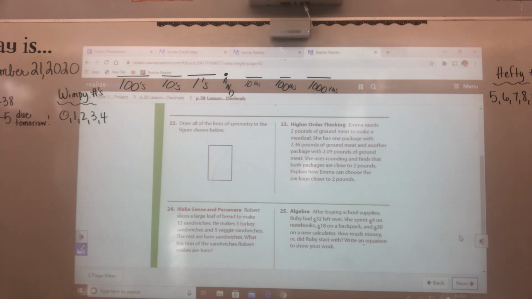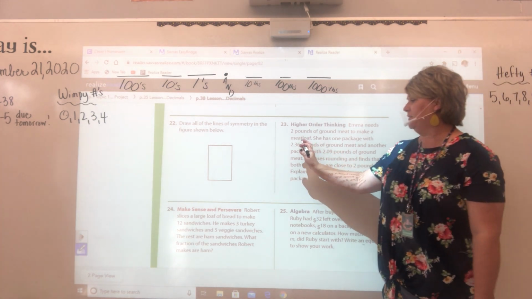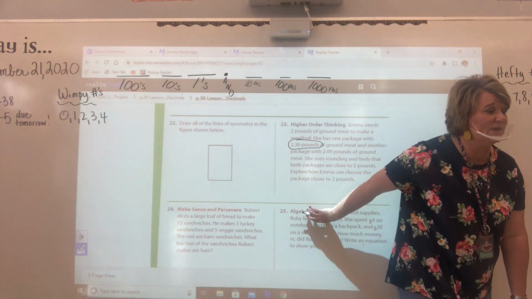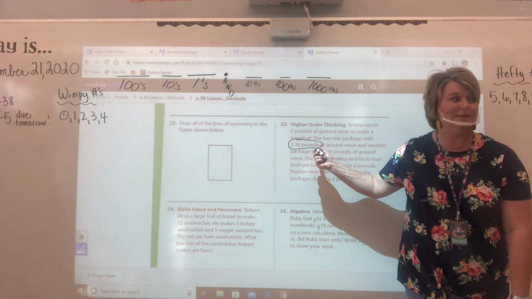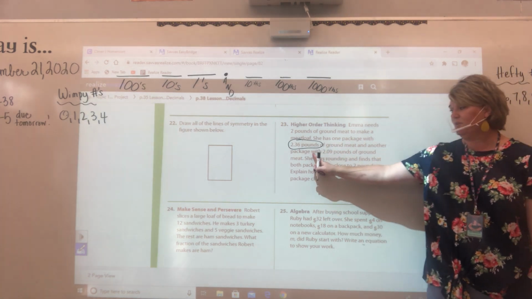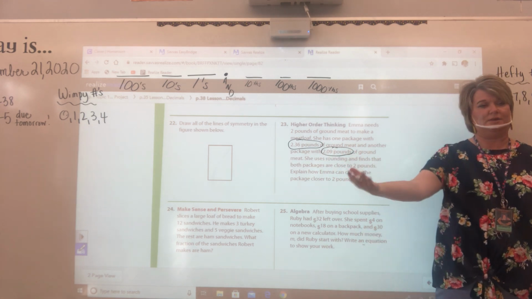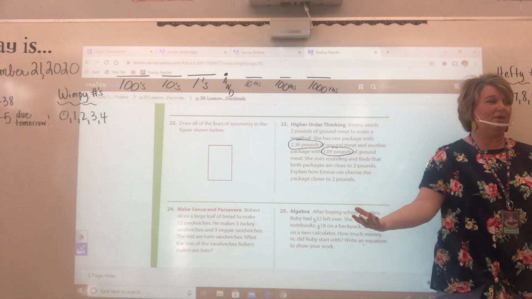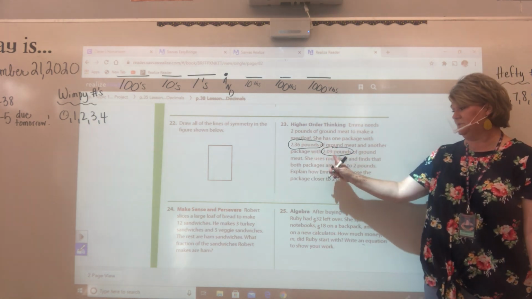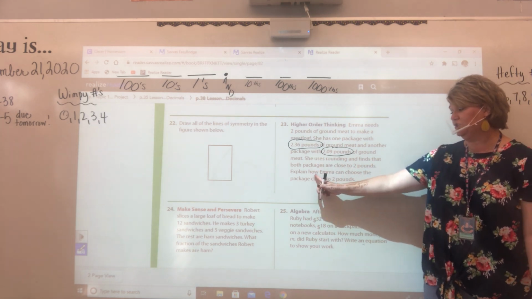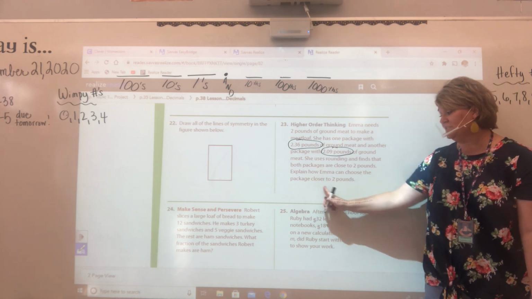Okay, 23. Emma needs 2 pounds of ground beef meat to make a meatloaf. She has one package with 2.36 pounds. Now circle that. Now that is pounds of meat, but you know what that looks just like to me? Money. Let's think about it like money, okay? And she has another package with 2.09 pounds of ground meat. So we got 2 packages. And the recipe calls just for 2 pounds, okay? This is more than 2 pounds, this is more than 2 pounds. She uses rounding and finds that both packages are close to 2 pounds. She wants to know the package that's the closest to 2 pounds.